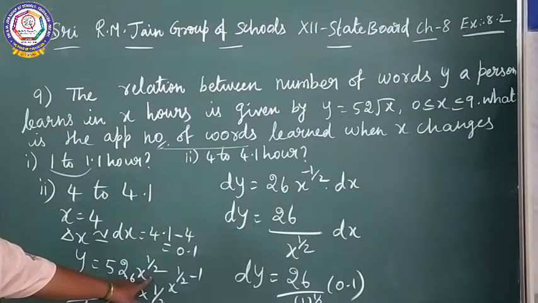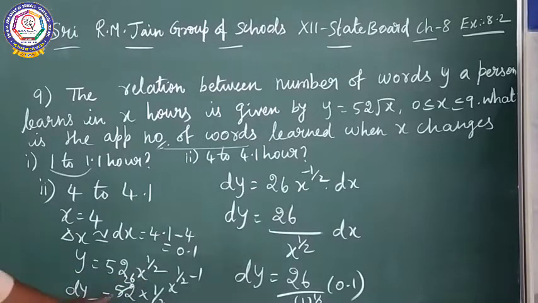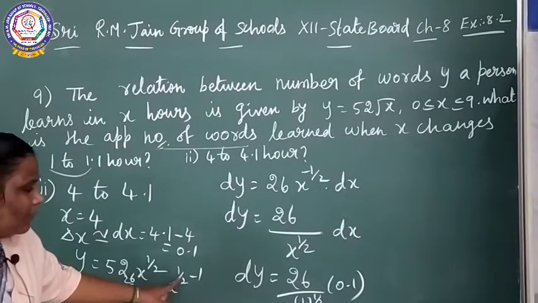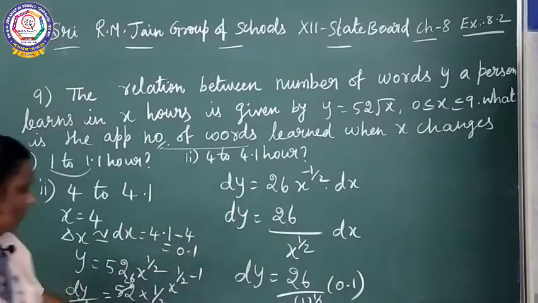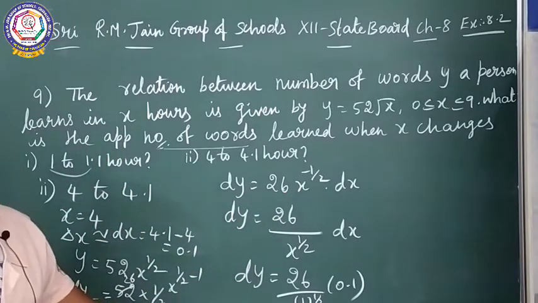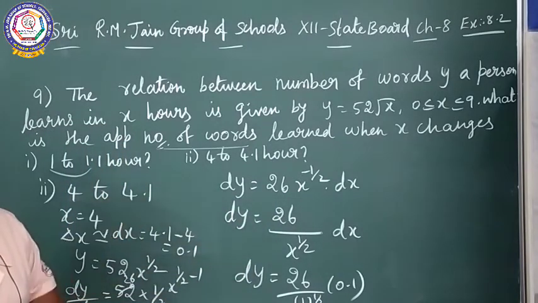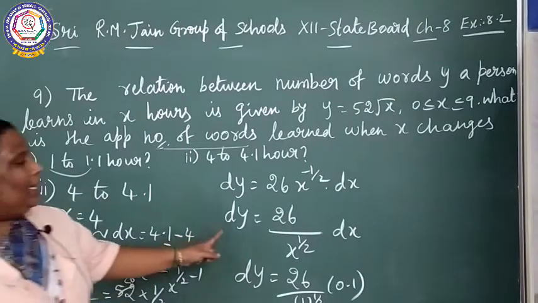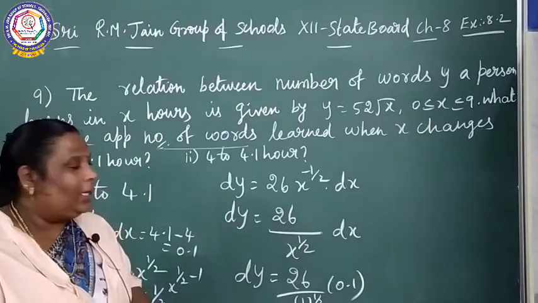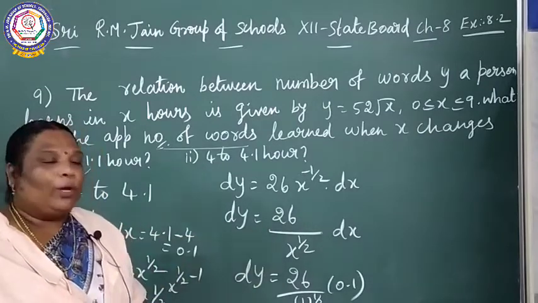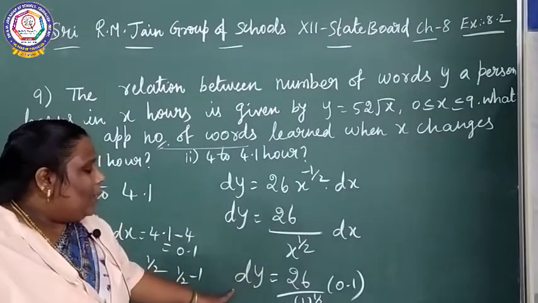So y is 52 x to the power 1 by 2. dy by dx equal to 52 n into x power n minus 1. So dy equal to 26, because 52 and 2 get cancelled, x to the power minus 1 by 2 into dx. Because the power is negative, you can bring it to the denominator: dy equal to 26 by x power 1 by 2 into dx.